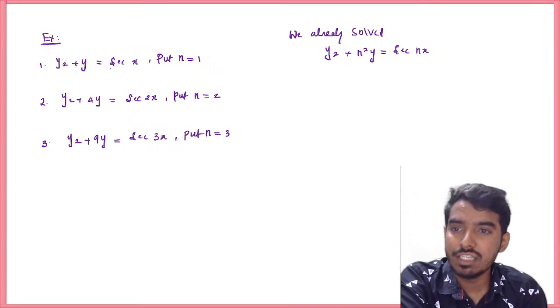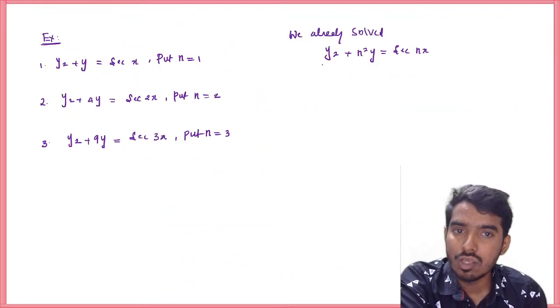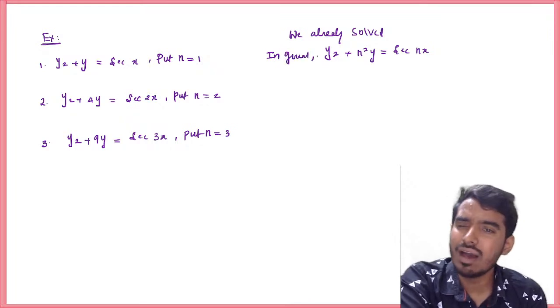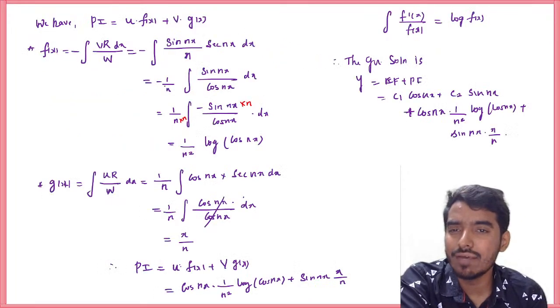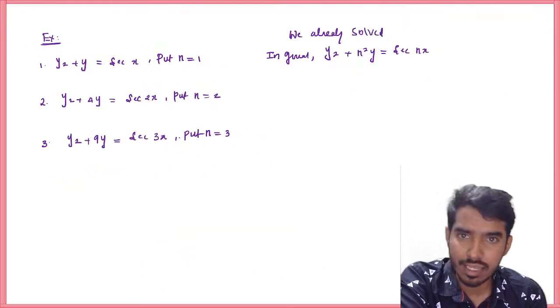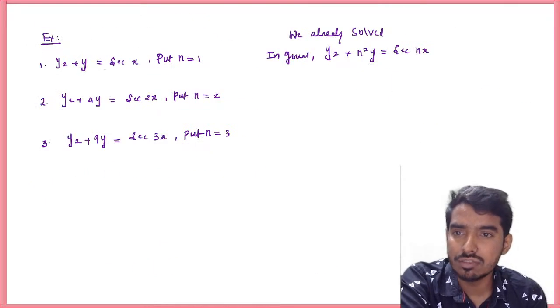So that means if these 3 questions are asked, in general, you find the solution for this. Or else you can also very easily, wherever n, you put n to be 1 here, n to be 2 here, n to be 3 here. Or you find a solution for this question. In this solution, put n is equal to 1. You will have the solution for this question.